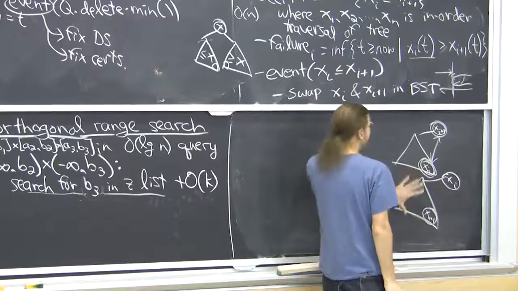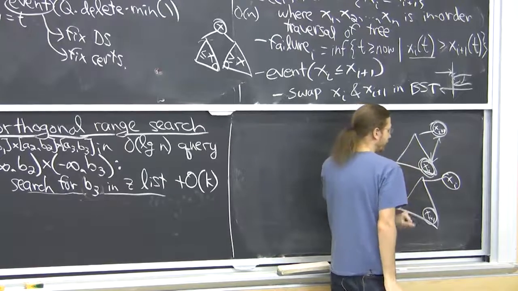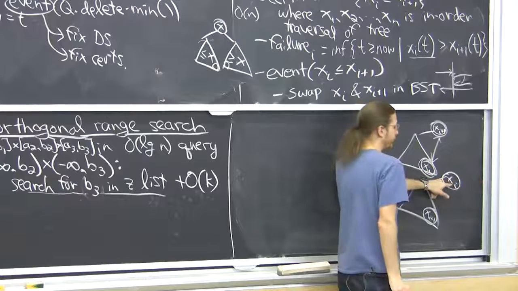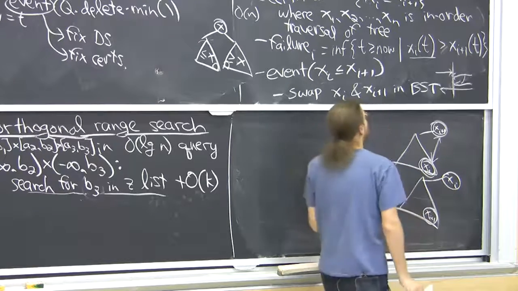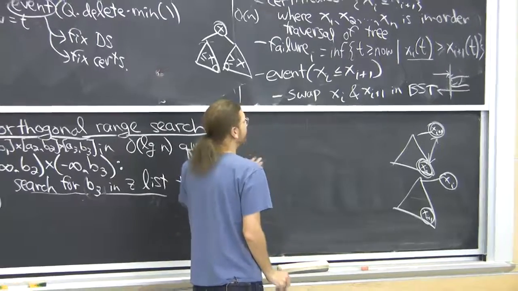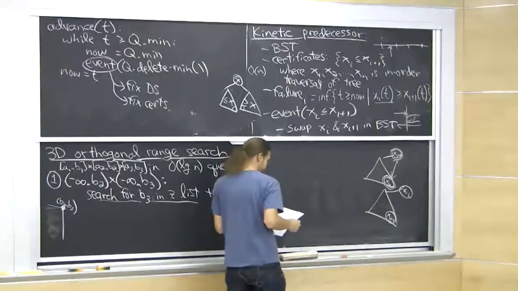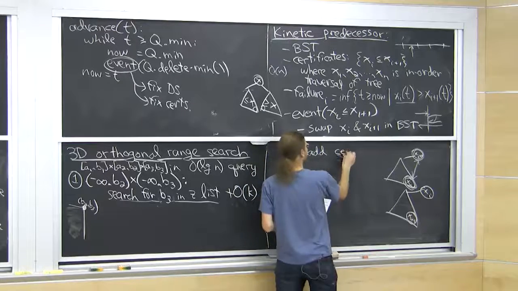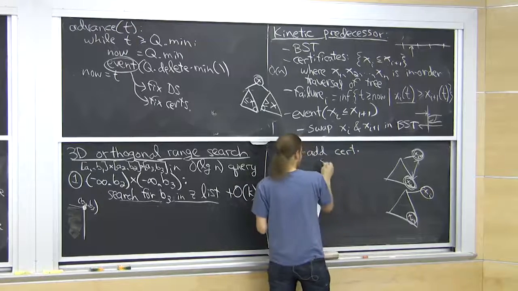Actually, this binary search tree never becomes invalid because at this moment they're equal. And after now, things will continue to be okay because now this guy will be bigger than this one. That's the assumption. We just need to fix the certificates. Fixing the data structure was pretty trivial, constant time. So what certificates do we need to do? We need to add this new certificate.